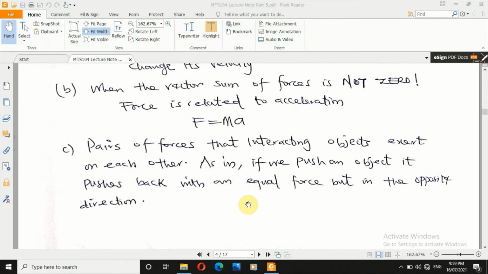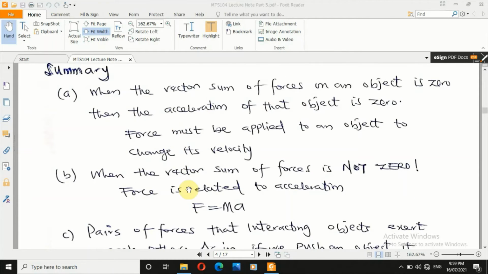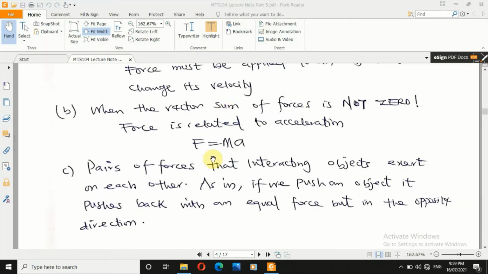Now let's go to number 3 now. This one is the first law of motion. This is the second law of motion. This is the third law. Now, this one is saying that for forces that interacting objects exert on each other, if we push an object, it pushes back with an equal force, but in the opposite direction. Which means that if I should open a door, for instance, or exert a force on a particular object, then definitely there will be a counter force, which is of the same magnitude but of different direction.